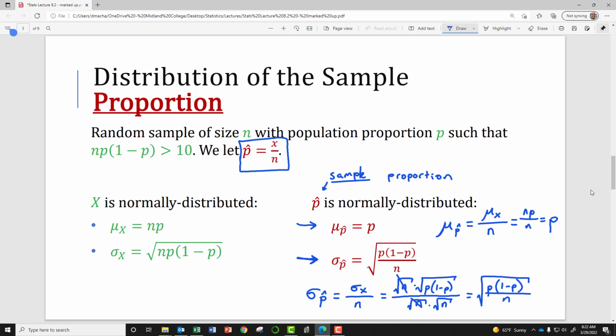But these are important formulas for you to know, and I believe that they are still on your formula chart for the exam. So you don't necessarily need to memorize these, but you will need to know these as you're doing your homework.